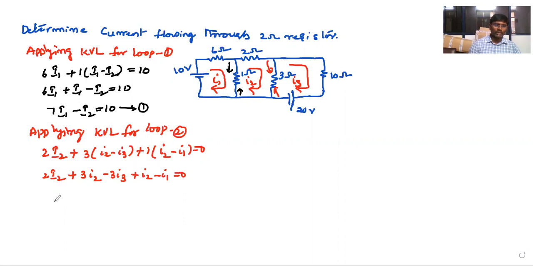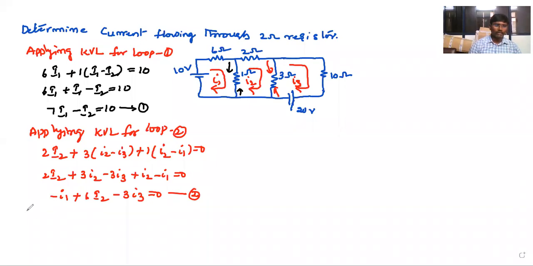So from this you get minus I1 plus I2 times (2 plus 3 plus 1), that is 6, so minus I1 plus 6I2 minus 3I3 is equal to 0. Call it equation 2. Okay, so now you apply KVL for loop 3.